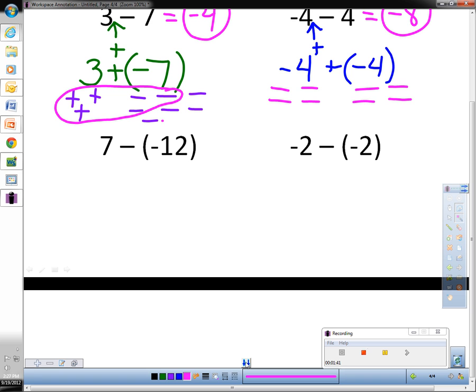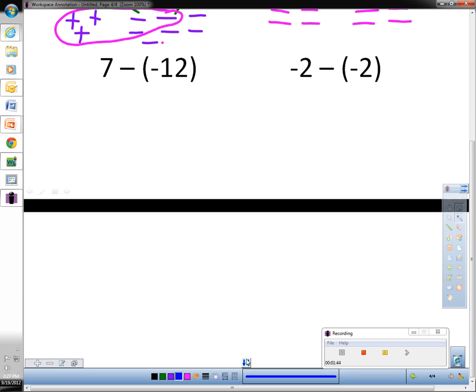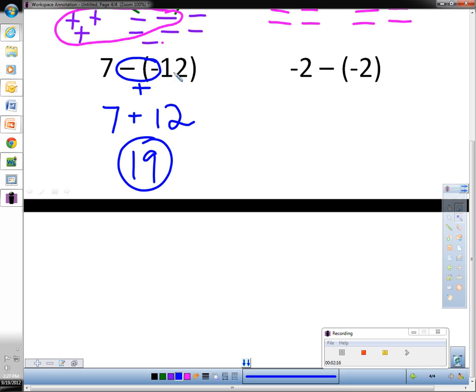Sometimes in a subtraction problem, we end up with a double negative in the middle of the problem. For example, here, 7 minus a negative 12. When we have two negative signs or minus signs together with no number in between them, parentheses are okay like this one, we can change those two minus signs to a plus. So this problem actually becomes just 7 plus 12. There's no negative now in front of the 12. The two negatives become one positive. And 7 plus 12 is simply 19. 7 minus a negative 12 equals 19.